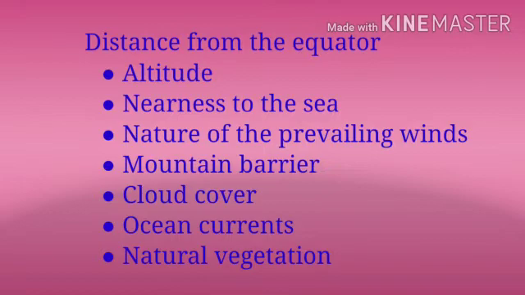Next one, ocean currents. The warm ocean currents raise the temperature of the nearby coastal areas, while the cold currents lower the temperature of a place. Natural vegetation. The trees release water vapor into the air and make it cool. Thus, forest areas have a lower range of temperature throughout the year in contrast to non-forested areas.